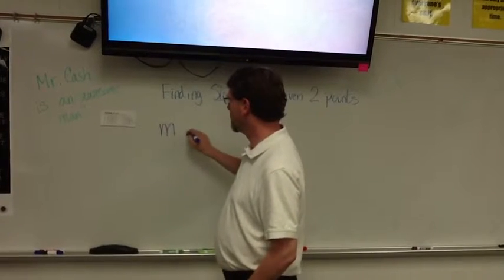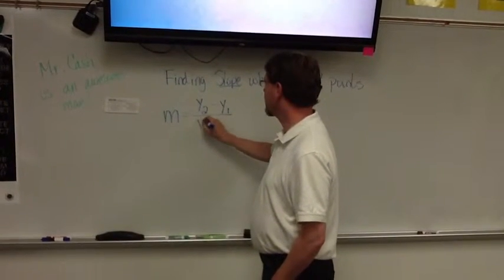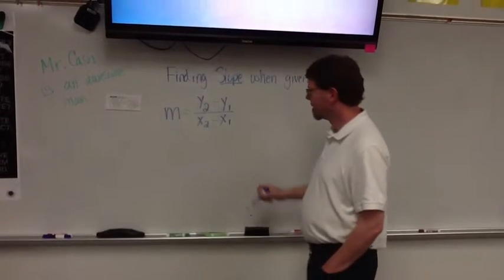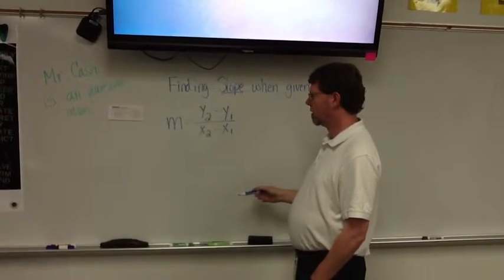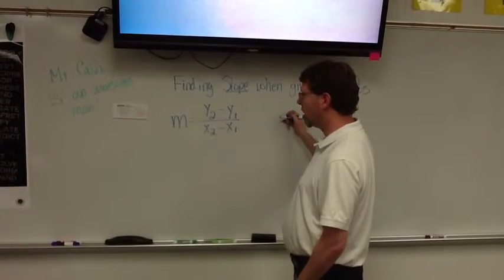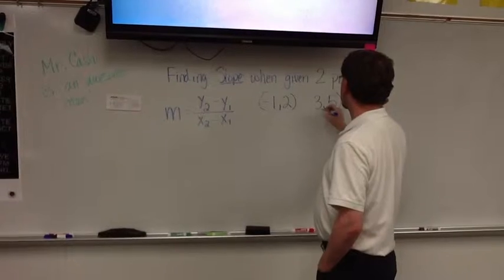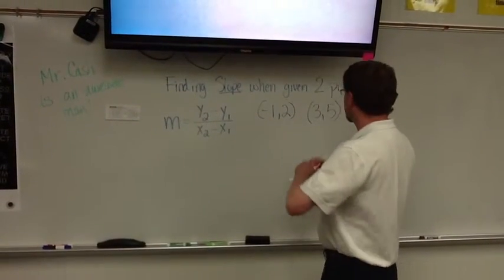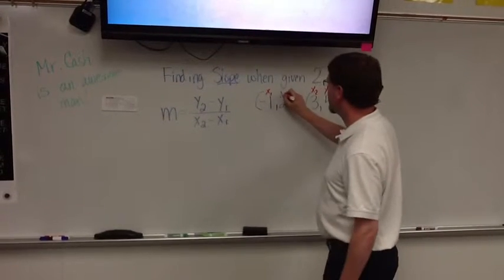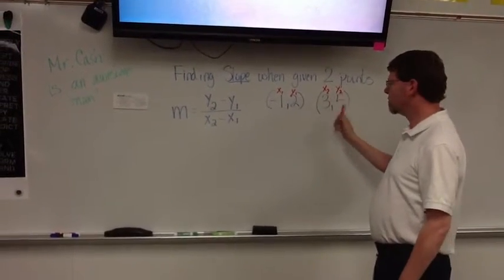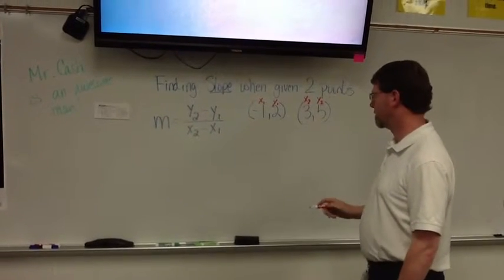The formula for slope when I'm given 2 points is m equals y2 minus y1 over x2 minus x1. This x and y is one ordered pair, and this x and y is another ordered pair. So let's look at the example from A of our line. We had the points -1, 2, and 3, 5. I'm going to label this one x2 and y2, and this one will be x1 and y1. The 1s and the 2s are only identifiers. They do not mean anything except this is the first point, this is the second one.